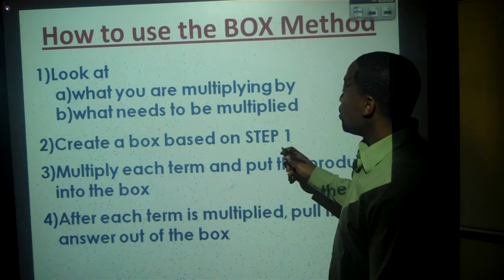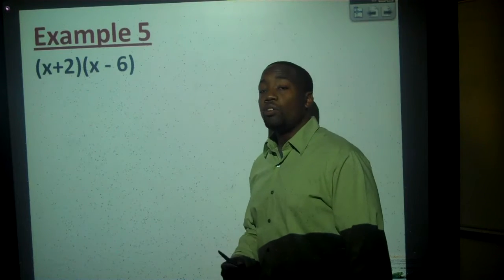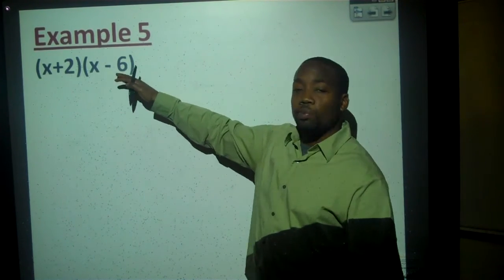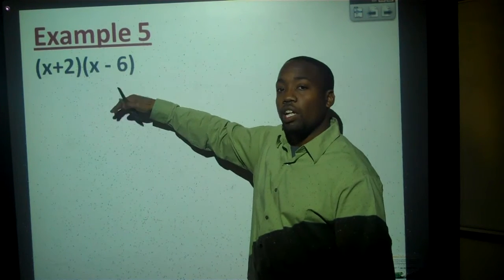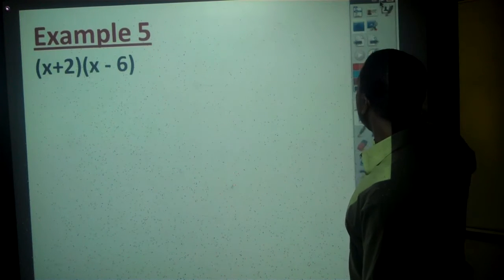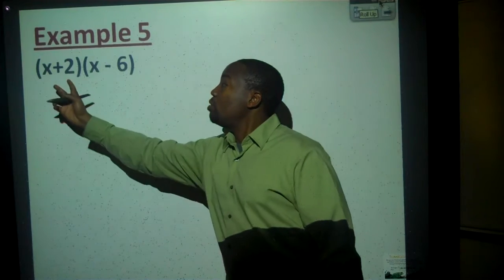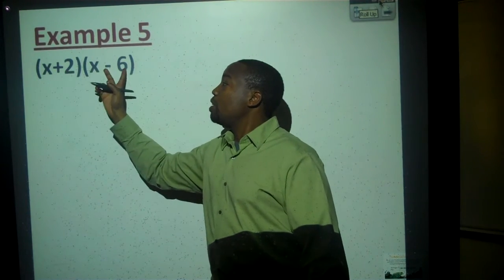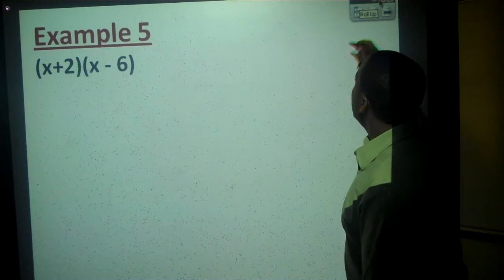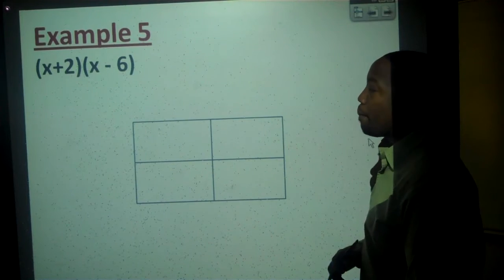So now let's look at a couple examples. Like I always tell you, actually try to do the example first, then pause me for a minute, do the example on your own, and then watch me do it, and make sure your answer is just like mine. So the first thing we need to do is create a box. I've got 2 binomials, so really this is going to be a 2 by 2. Let's look at how we do this. We're going to create a box like that.